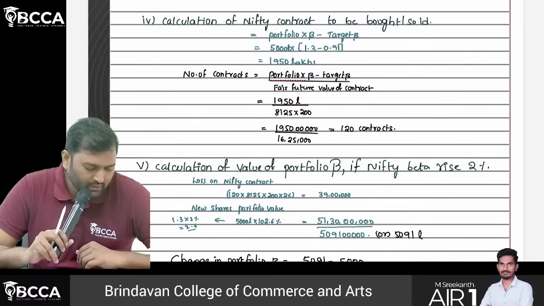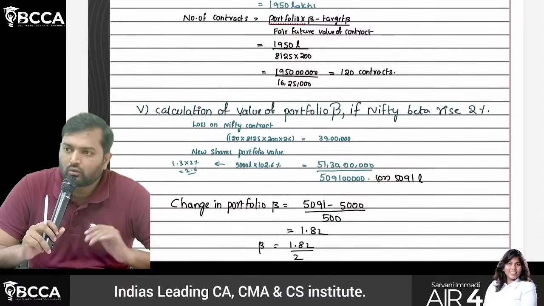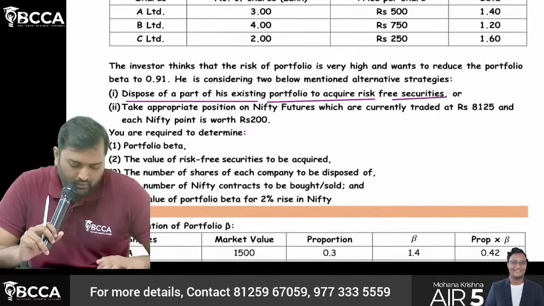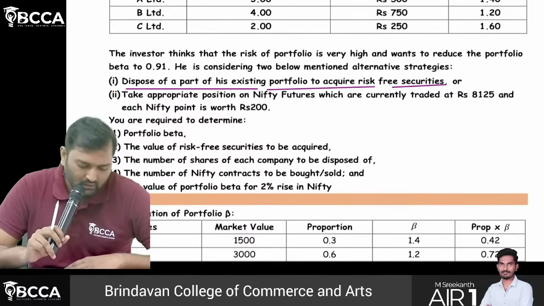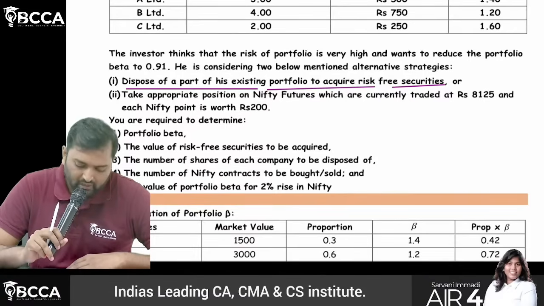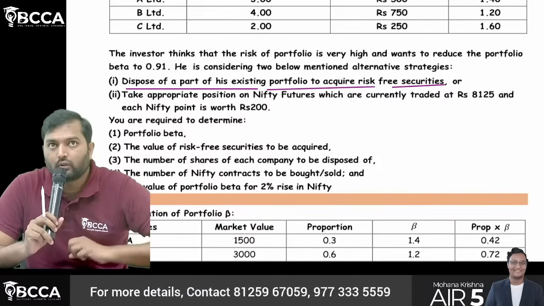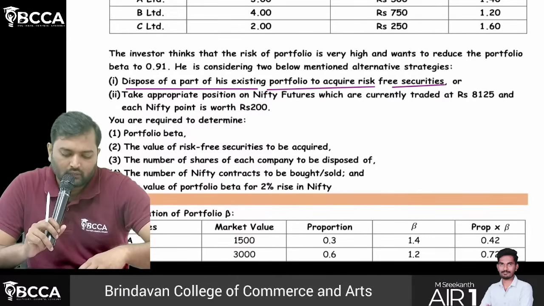See the next part, the fifth part. This was not tested in June 2025. Only 4 parts were asked. So what is the fifth part? This is a continuation of the fourth part, so there are high chances of making a mistake. Fifth part: the value of the portfolio beta for a 2% rise in Nifty. We have to find out the value of the portfolio beta for a 2% rise in Nifty.